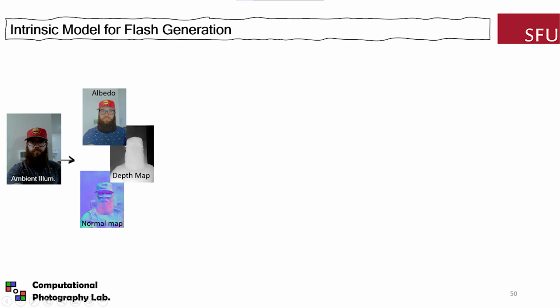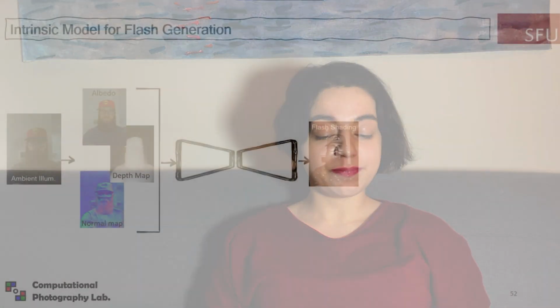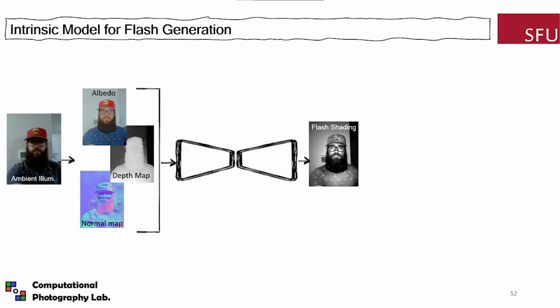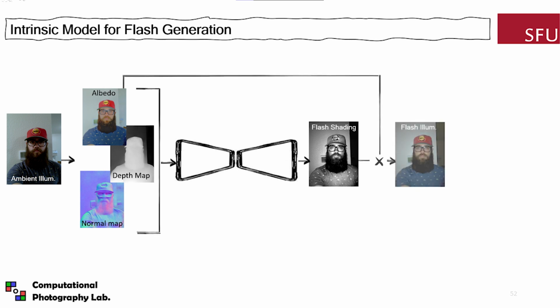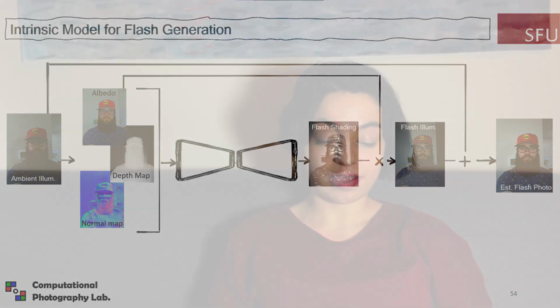We first generate the albedo, depth map, and normal map by the off-the-shelf methods and give them as input to the network and predict the flash shading. Then we multiply it by the input albedo and get the flash illumination. The flash illumination is then added to the input ambient to get to the flash photograph.